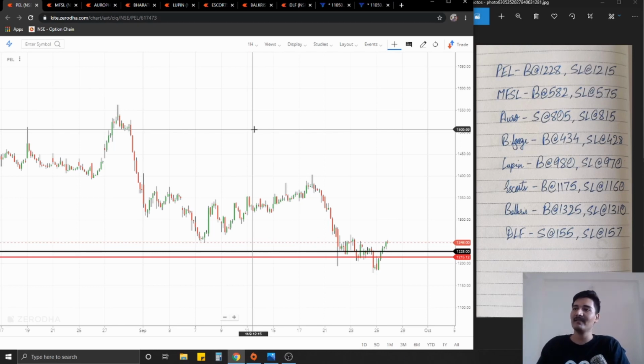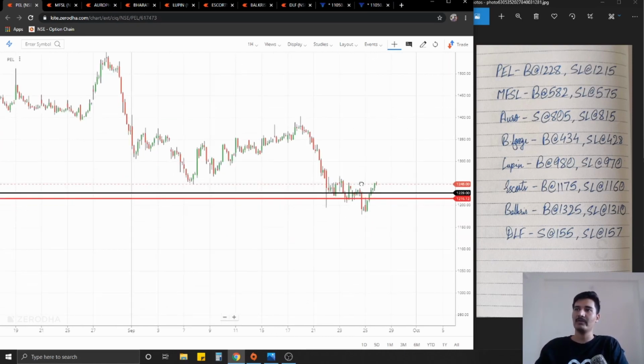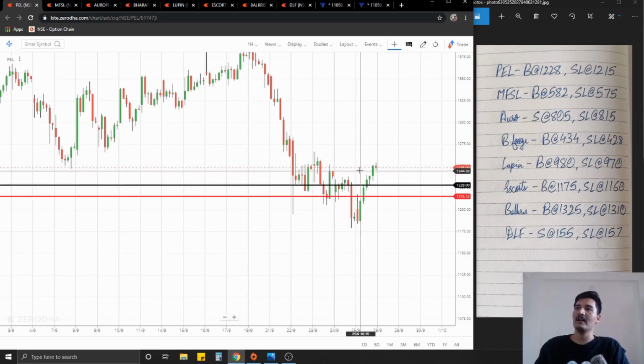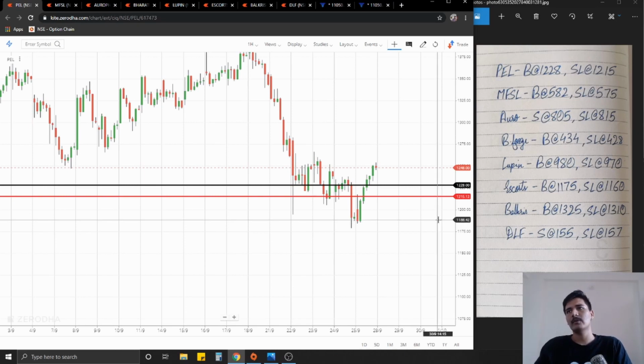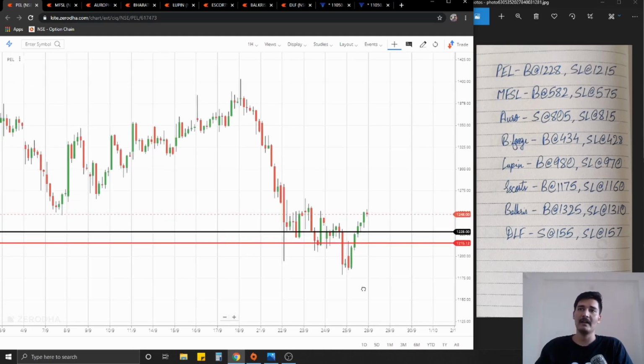Now Piramal Enterprises, we have a long trade because if you see, it has broken out of a trend line as well as a lower high formation. It has broken the previous swing high. So the approach now is to take a long trade at the previous resistance turned support of 1228, 1230. Stop loss going at 1215, close to the previous swing low that it had. And the ideal targets of 1% on the upside as usual.